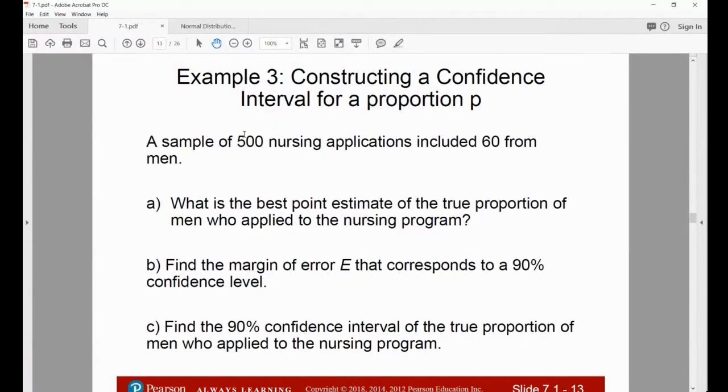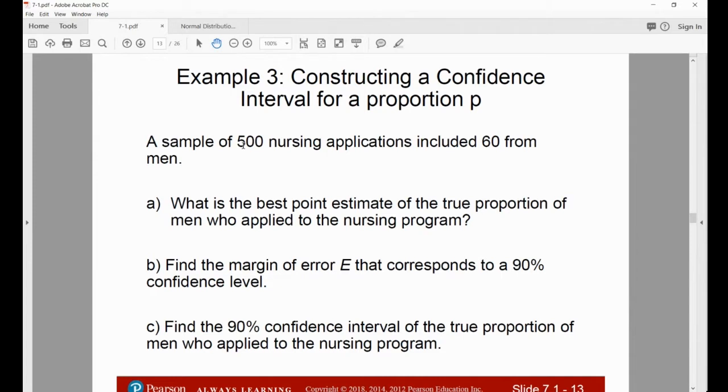Let's say we have a sample of 500 nursing applications and 60 are from men. What is the best point estimate of the true proportion of men who apply to the nursing program? Find the margin of error that corresponds to a 90% confidence level, and then find the 90% confidence interval of the true proportion of men who apply to the nursing program.